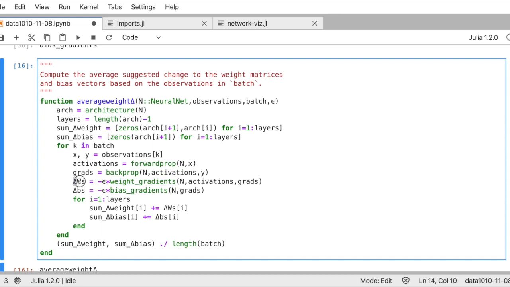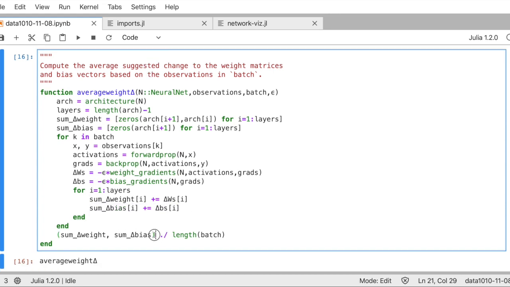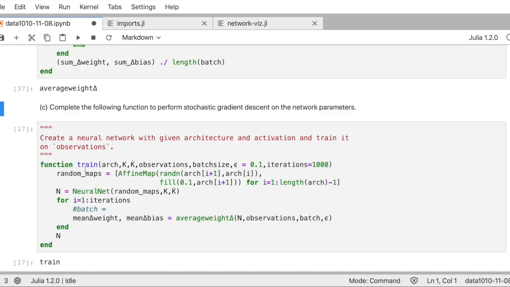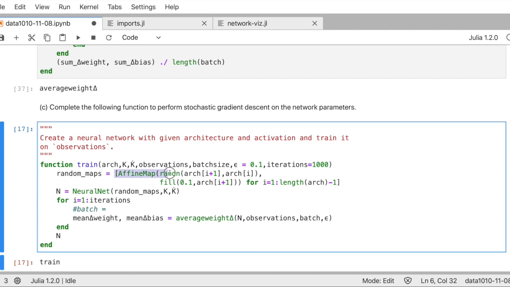We'll keep up with those in a list called delta w's. And what are our bias gradients? What are the suggested changes to the biases? We'll keep up with those in a list called delta b's. And we just go through and add the suggested changes to this matrix, keeping a running total of the suggested changes for that weight matrix, and the same for the biases. And then finally, at the end, we take those sums and divide them by how many observations we were looking at. Lastly, we'll define a function which trains a neural network by starting out with random weights and biases.